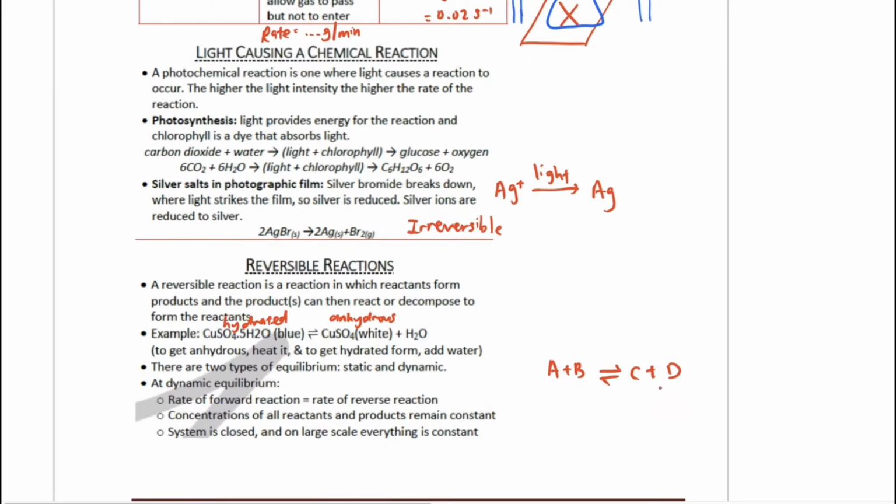When the concentrations are the same, as you can see here, the concentration of all reactants and products remains constant. When they remain at the same concentration, that means they have achieved equilibrium. We call it dynamic equilibrium, which means the reaction is still happening. It doesn't mean that when the concentration is not changing, the reaction is not happening.